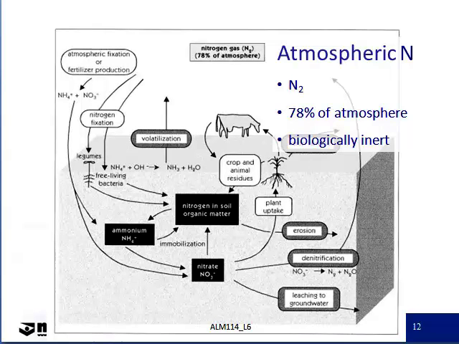Nitrogen can be found in your plant system as either atmospheric nitrogen or in a solid compound. Atmospheric nitrogen is abbreviated by the formula N2. It composes 78% of the atmosphere and is biologically inert. That is, without assistance, it is unavailable to the plants to use.